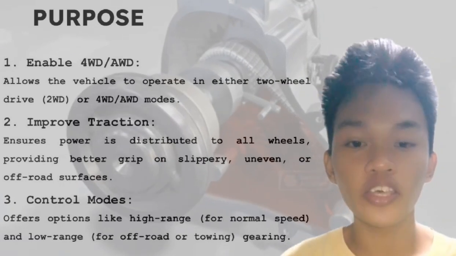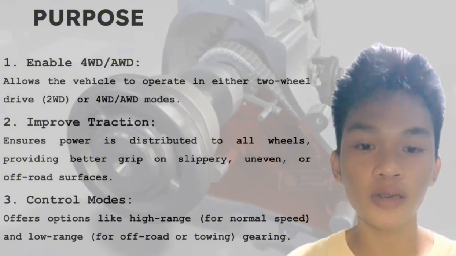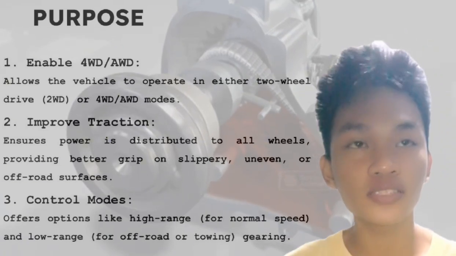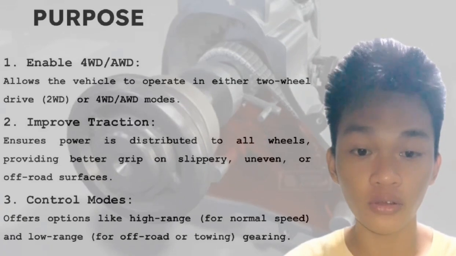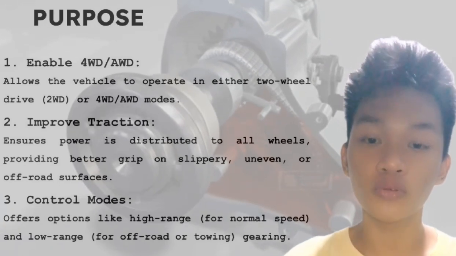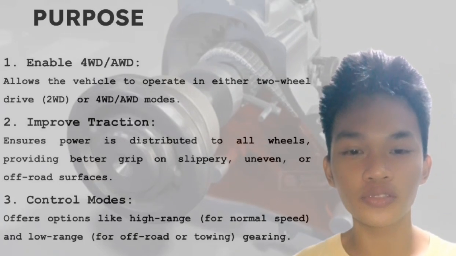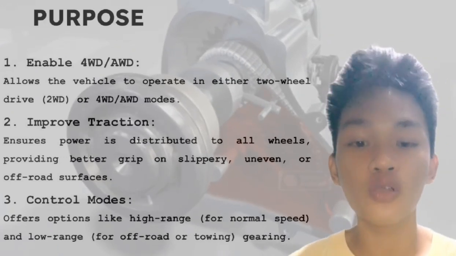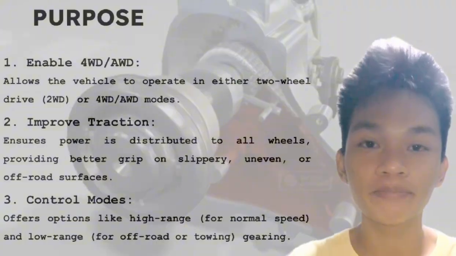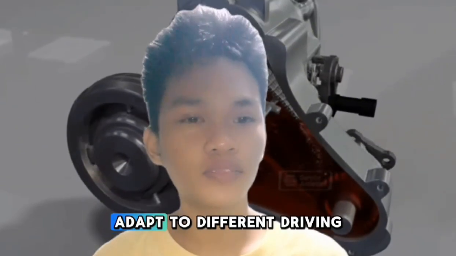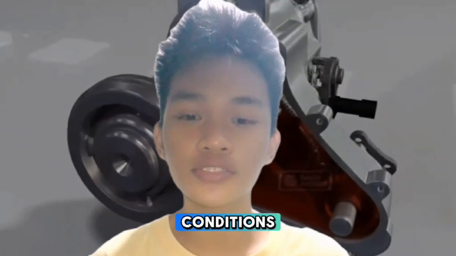Number two, improved traction ensures power is distributed to all wheels, providing better grip on slippery, uneven, or off-road surfaces. And lastly, number three, control modes. It offers options like high range for normal speed and low range for off-road or towing gearing. In simple terms, it helps the vehicle adapt to different driving conditions by distributing power effectively.